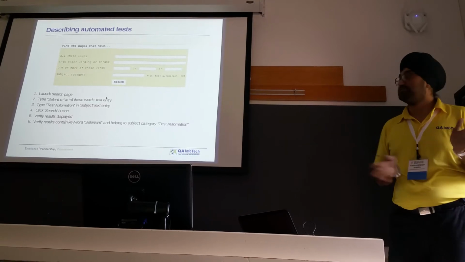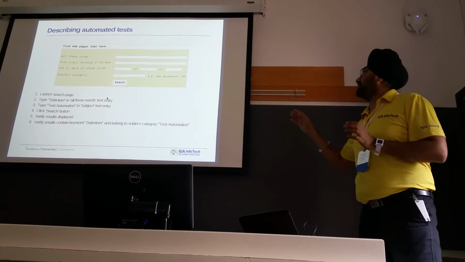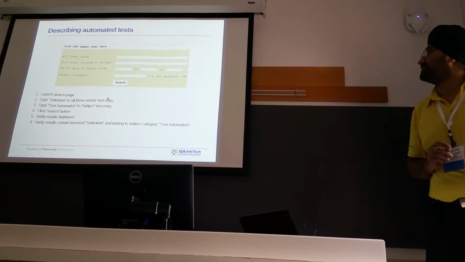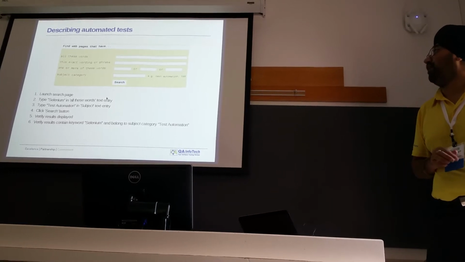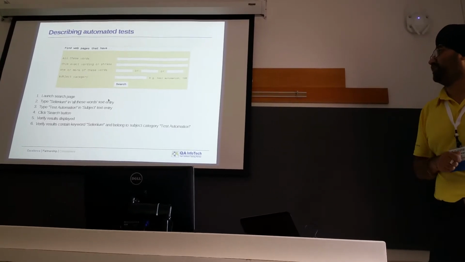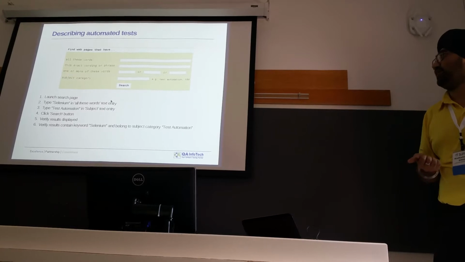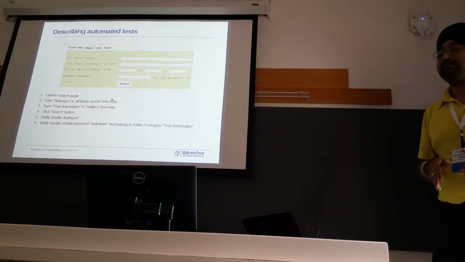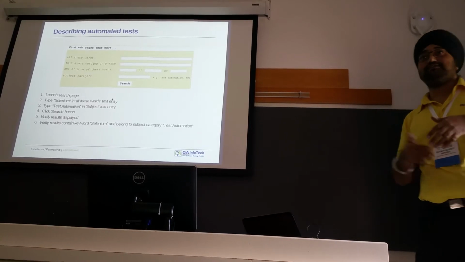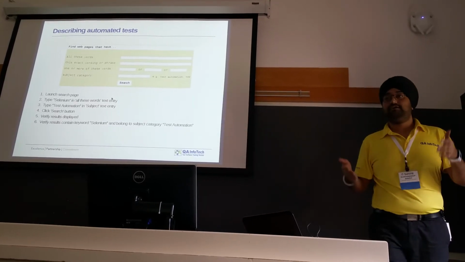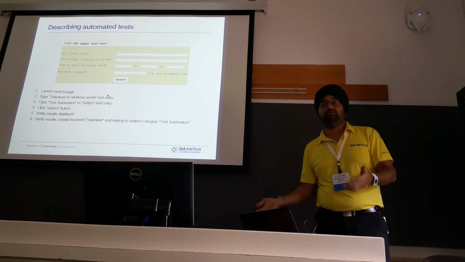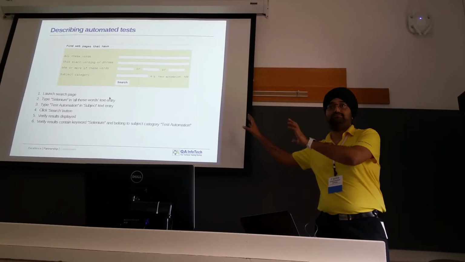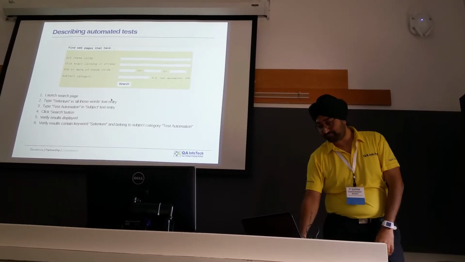So what was the manual script? You have these 6 steps. Launch the search page, type Selenium in the all these words text entry, type test automation in the subject text entry, click on the search button, verify the result is displayed, and verify the result contains the keyword. It's the name that we searched for. So there's a result list that is displayed, and we are making sure that the keyword is actually available in those results. That shows the search functionality in this form is working properly.